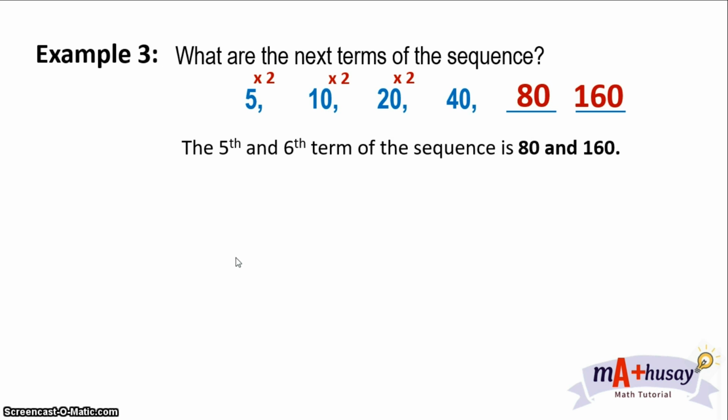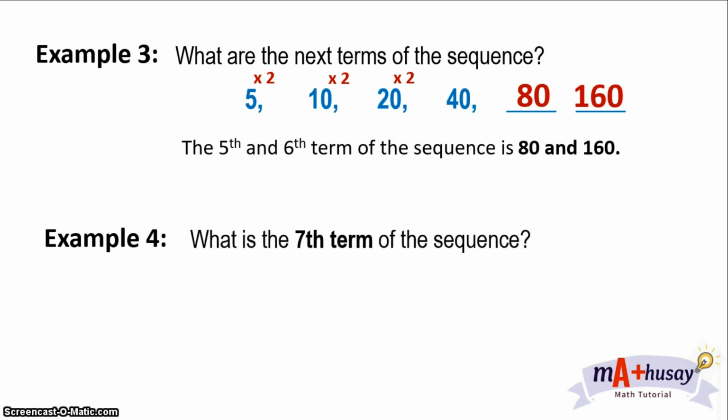Let's have example number 4. What is the 7th term of the sequence 40, 29, 18, 7? We see that the terms of the sequence are decreasing by 11. So, since our first term is 40, 40 minus 11, you get 29. 29 minus 11, you get 18, which is the third term. 18 minus 11, you get positive 7.